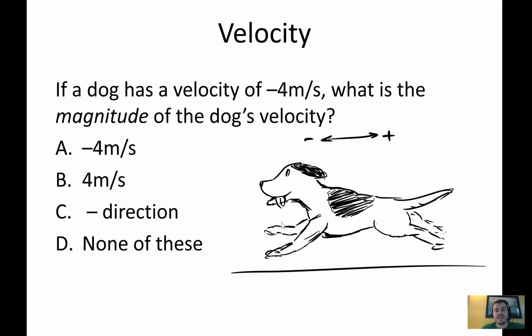We're comfortable with this idea of magnitude. If a dog has a velocity of negative 4 meters per second, what is the magnitude of the dog's velocity? Remember that magnitude is like absolute value, so it is the number without the direction. It is 4 meters per second.